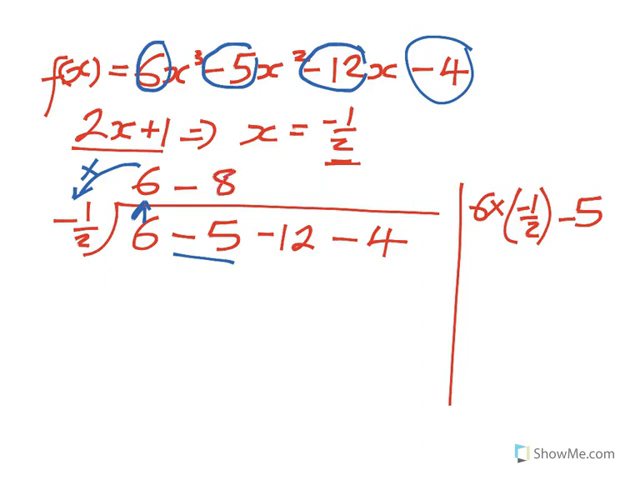The next thing, again, you do the same thing. You say minus 8 times minus half. Now it's minus 12. You are going to get minus 8.